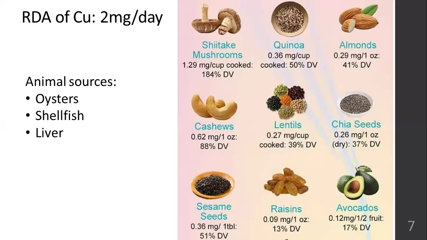And the plant-based sources are shiitake mushrooms, quinoa, almonds, cashews, lentils, chia seeds, sesame seeds, raisins, avocados. So these are good sources of copper. Lentils on a daily basis are good. Lentils and legumes also have copper. If you're having a balanced diet, there is no requirement of taking copper supplements.